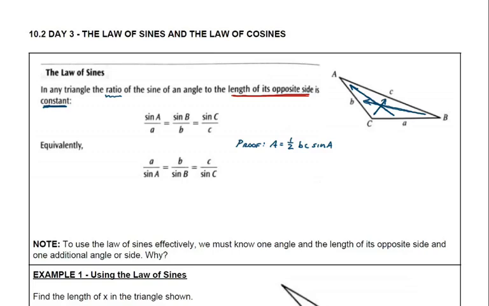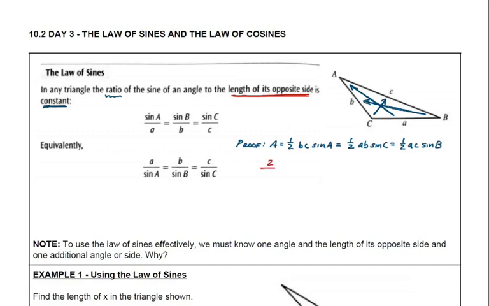Now, I'm in the same triangle, so I could express the area using a different angle. So if I look at angle C, the area would be 1/2 AB sine of C. Those A and B are the sides that make up angle C. And that should also be equal to 1/2 AC sine of B. So all these areas should be the same because they're all the same triangle. And we proved the area formula the other day, so this shouldn't be that surprising.